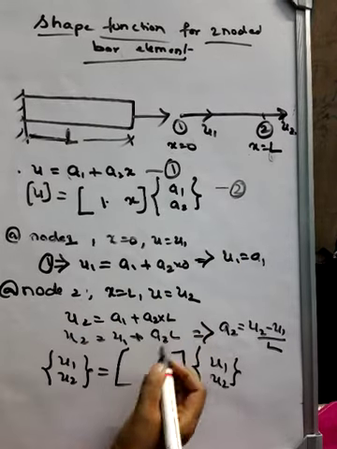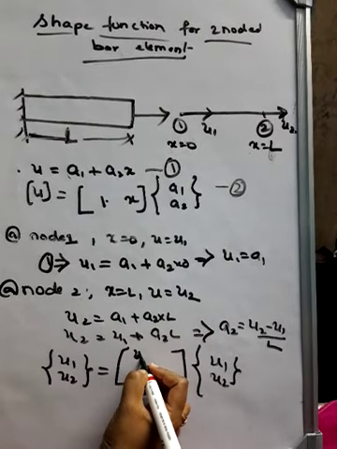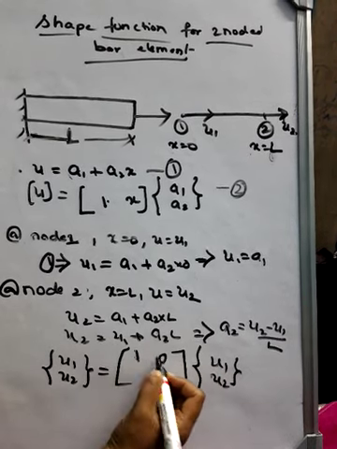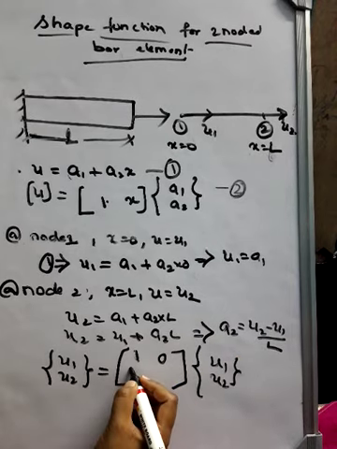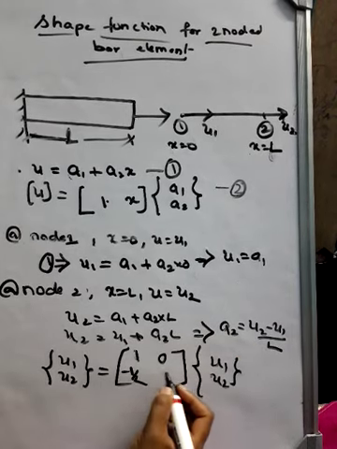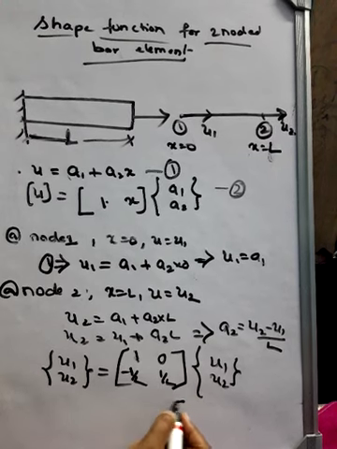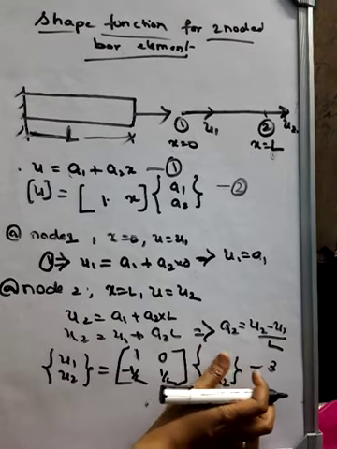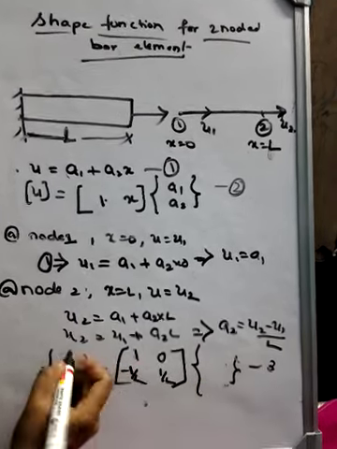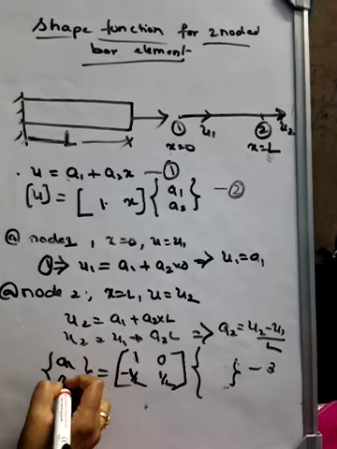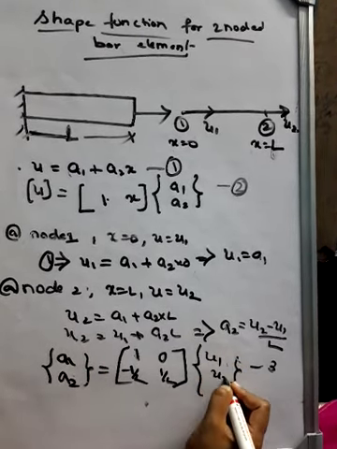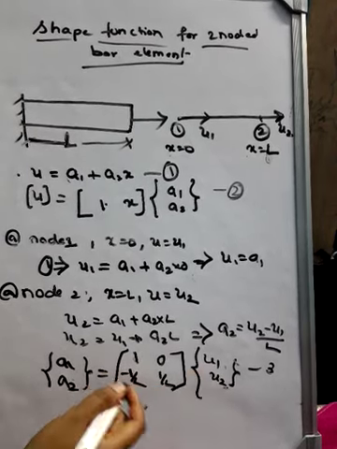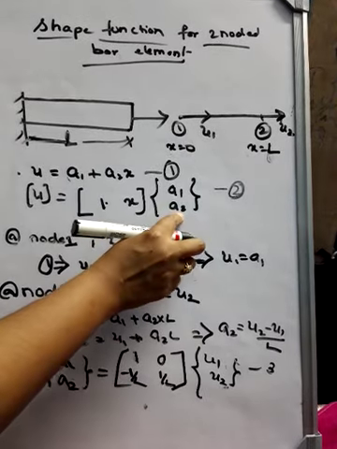So u1 is equal to only a1, so you have 1 into u1, u2 is 0, and here u1 is minus 1 by L and u2 is 1 by L. Okay. So this is equation 3. This is a1 and this is a2, and this is u1 and this is u2. You just see that carefully. Okay. So a1 and a2 I will be writing in terms of u1 and u2.